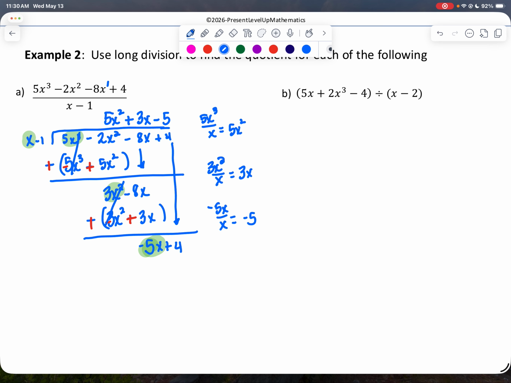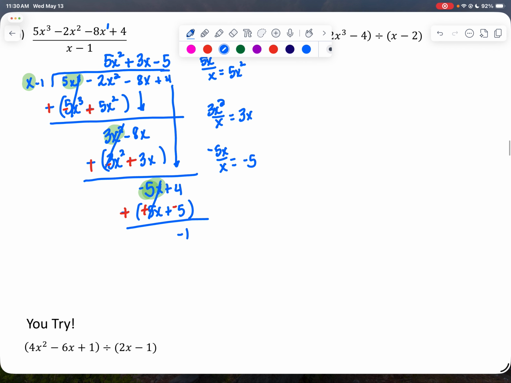Now multiply. Negative 5 times x, negative 5x, and negative 5 times negative 1 is positive 5. Now we will subtract this entire expression. So this becomes plus, plus, minus. So this zeroes out, and 4 plus negative 5 is negative 1. So that's our remainder. So our quotient here, our answer, is 5x squared plus 3x minus 5 plus a remainder of negative 1 over the divisor, which was x minus 1.